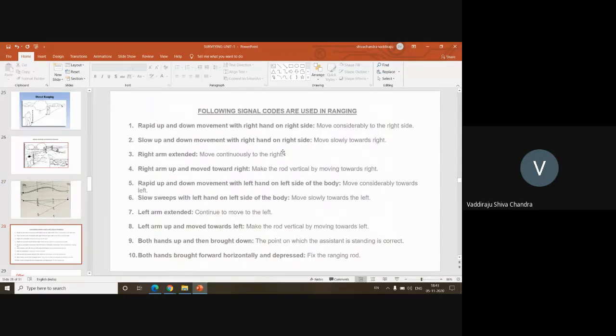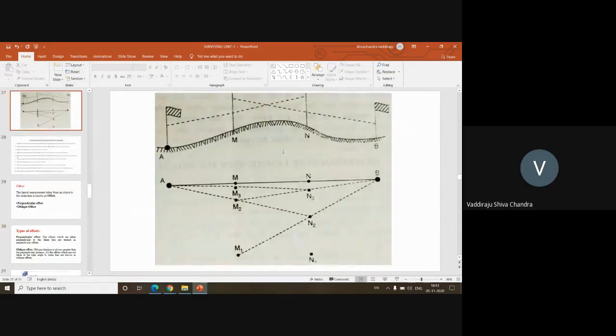There are some signals which you need to use for ranging processes. The basic principle of surveying is that a surveyor should not open his mouth in the field. He should only give instructions through his hands to the person who is executing the work. If I'm standing at position A and I want to give instructions to the person at M1, M2, M3 or N1, N2, N3, I should not open my mouth. I should give the signals only with the help of the left hand or right hand in various positions.